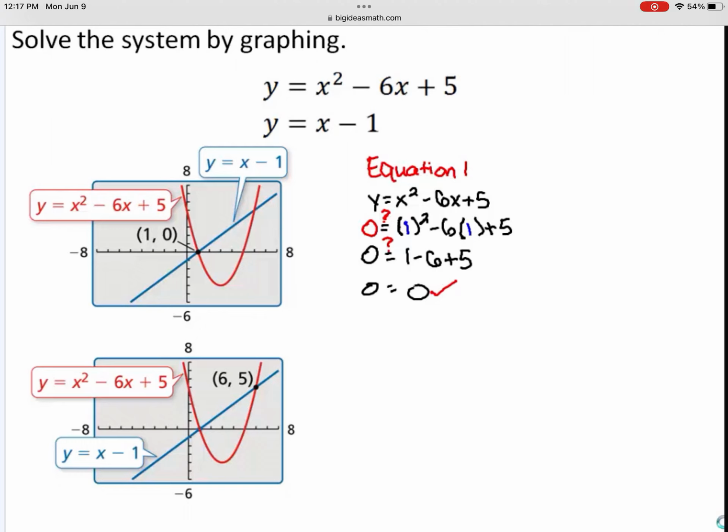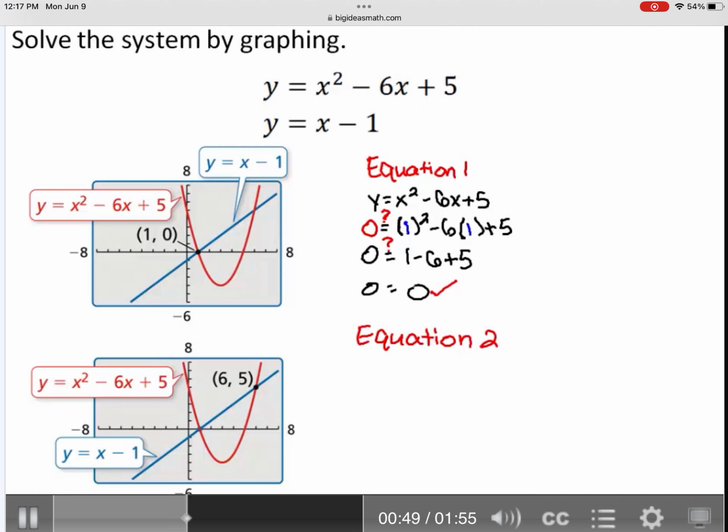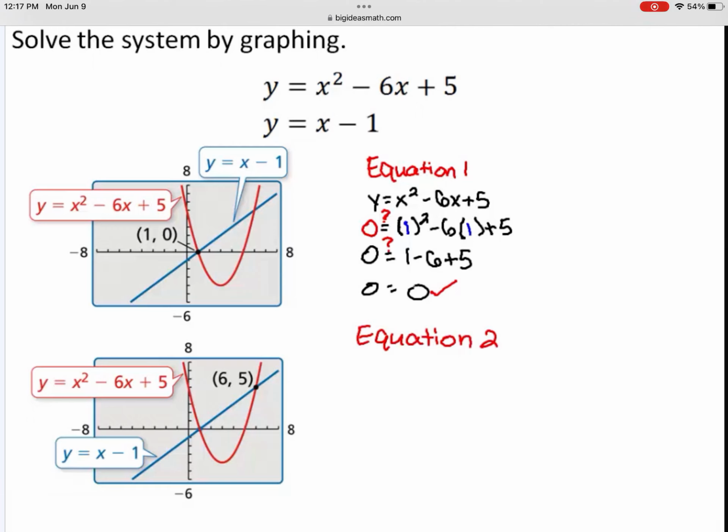minus 6x plus 5. Now check the point (1, 0) in equation 2 by substituting 1 for x and 0 for y in y equals x minus 1. 1 minus 1 is 0. Because 0 equals 0 is a true statement, (1, 0) is also a solution of the equation y equals x minus 1. So (1, 0) is a solution of the system.